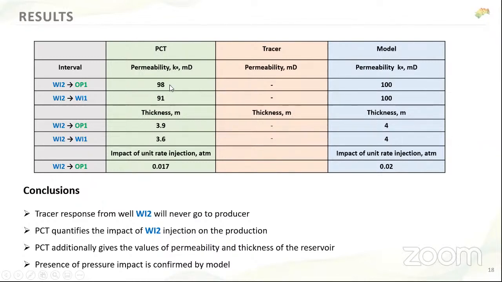And when we have calculated from diffusivity and transmissibility, apparent reservoir permeability and connected reservoir thickness, it was a pretty good match with the actually modeled one. And of course, pressure interference would provide the unit rate pressure impact from the injector to a producer, and it also has pretty good match with the modeled one.